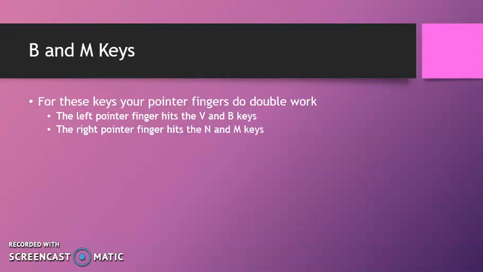As with the top row keys, we have a little bit of a situation with our index fingers. The index fingers on both sides of left and right will reach from home row and are responsible for reaching 2 different keys depending on what's needed. The left pointer finger will hit the V and the B keys, while the right pointer finger will hit the N and the M keys.